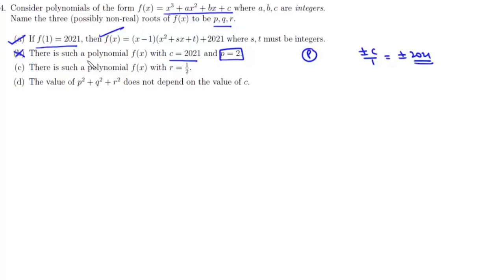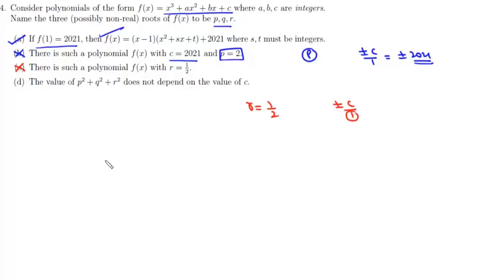Now the next one is, there is such a polynomial f(x) with r equals 1 by 2. Now this r again is a root of this function f(x). It is also a rational root. Now if it is a rational root, then we get this root from this expression plus minus c upon 1. Now c is an integer and there is this 1 in the denominator. So we cannot have r as 1 by 2. So again, this option C is not possible.